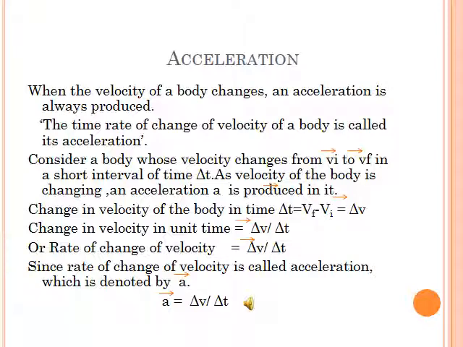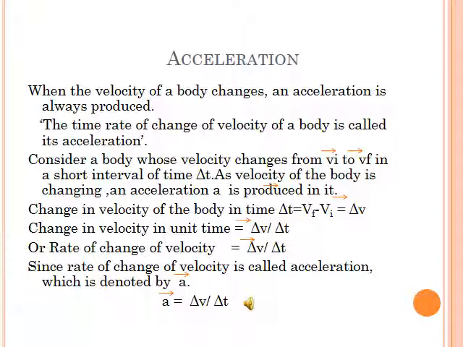Now, students, we define the term acceleration. When the velocity of a body changes, an acceleration is always produced, or the time rate of change of velocity of a body is called its acceleration. For example, a body whose velocity changes from Vi to Vf in a short interval of time delta t, as velocity of the body is changing, an acceleration A is produced in it.